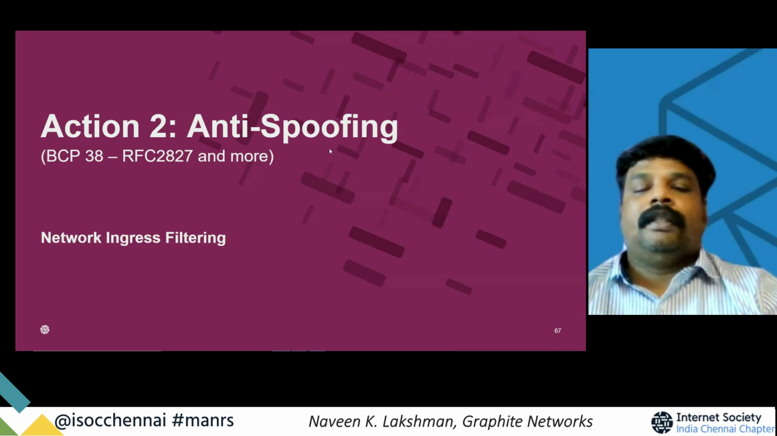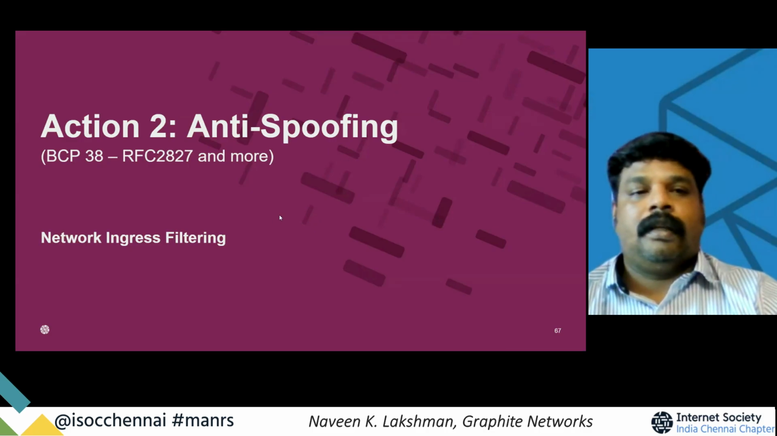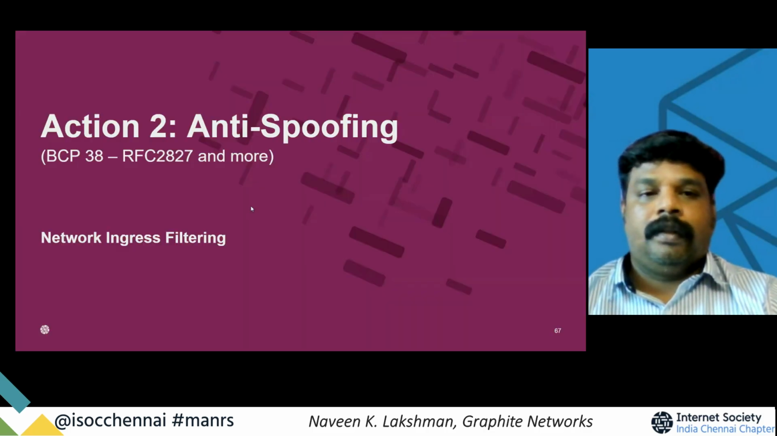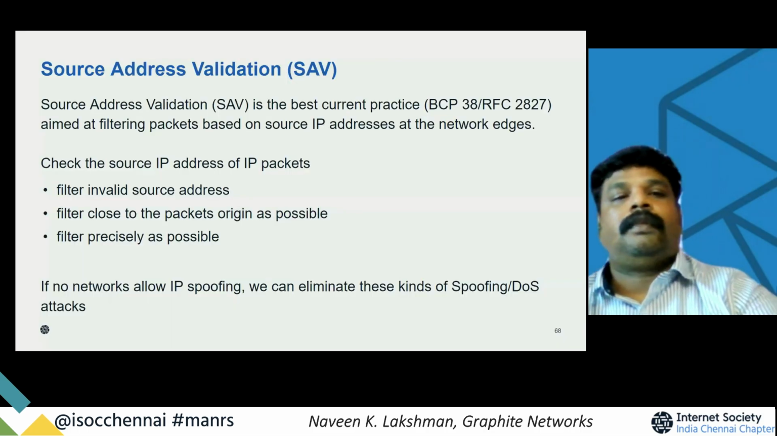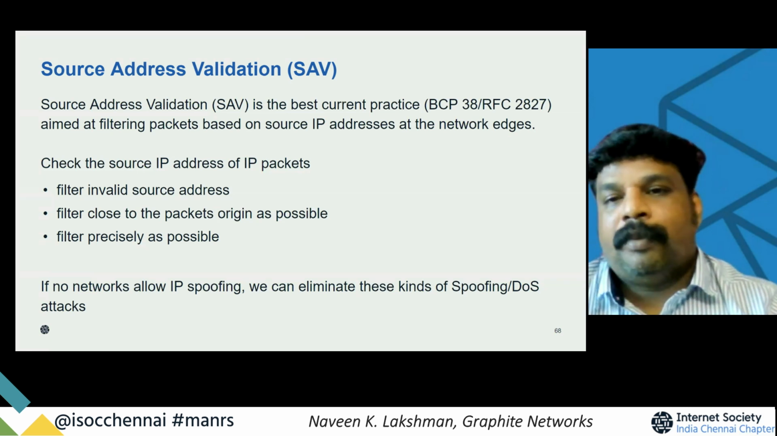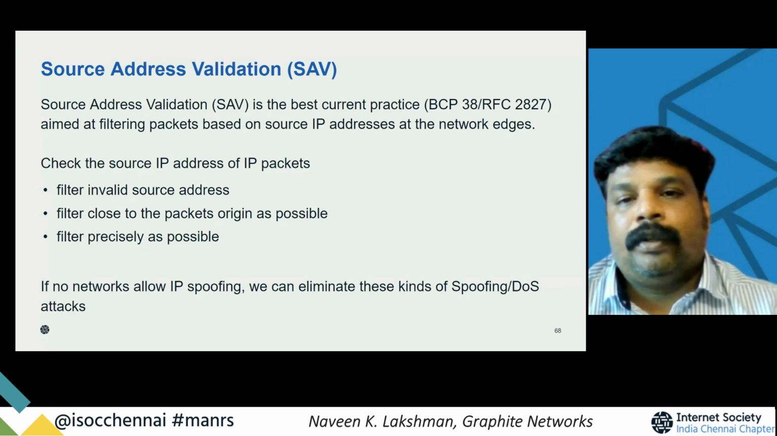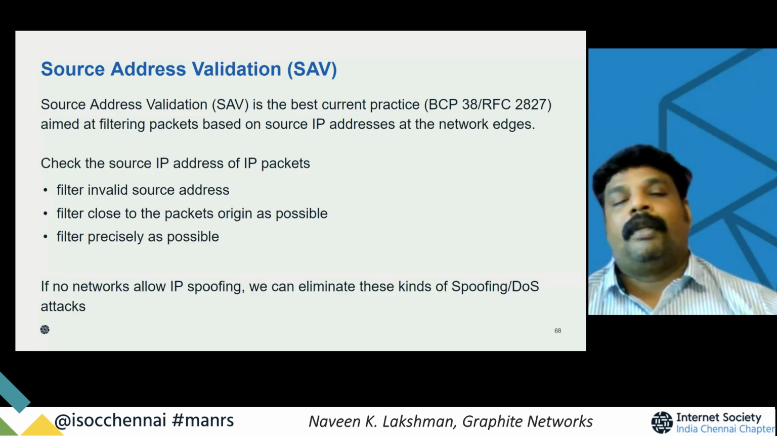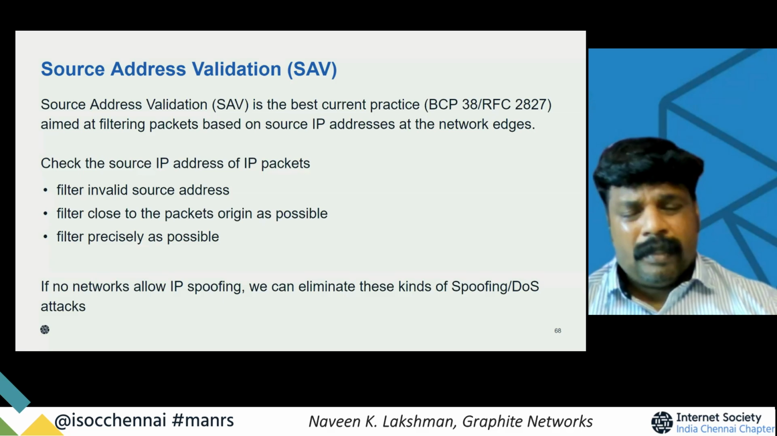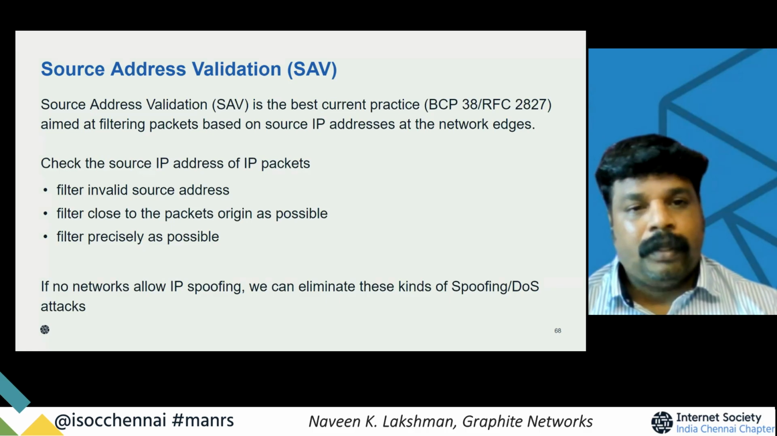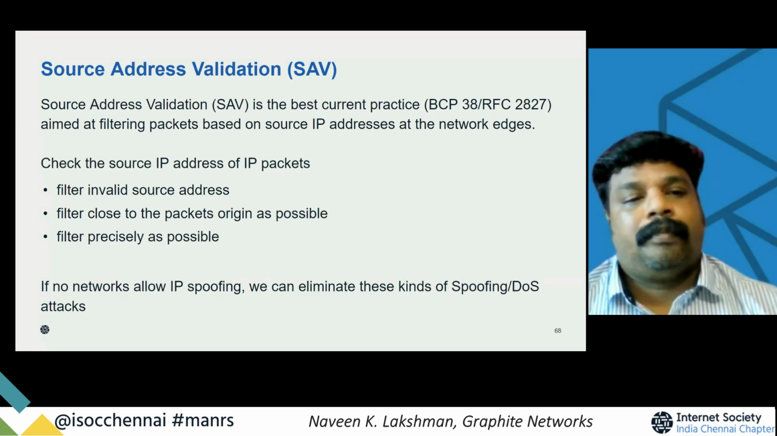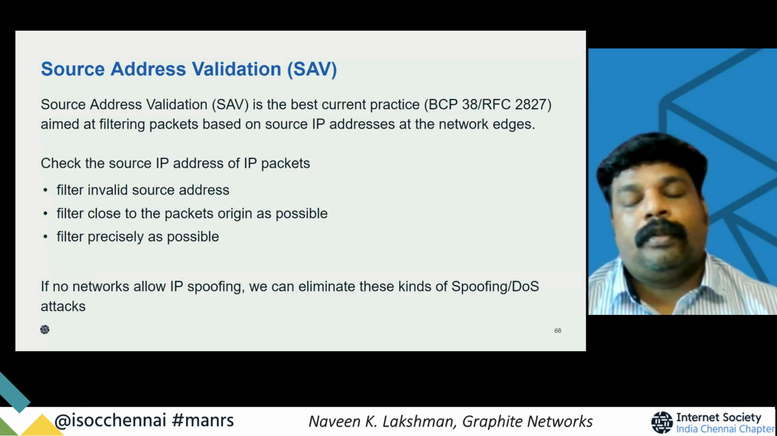Okay, the next action is anti-spoofing, which is based upon RFC 2827 and is Best Current Practice 38. Source address validation is one of the best practices aimed at filtering packets based on IP address. Source IP addresses are the network entities. Source address spoofing can be one of the main issues with DoS and DDoS attacks. So when you implement source address validation, you filter invalid source addresses, and you implement filters that are close to the packet source of origin.